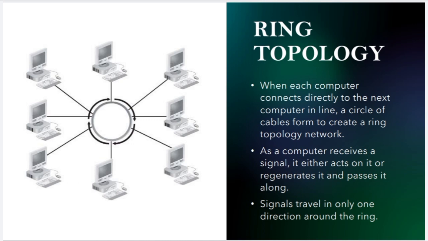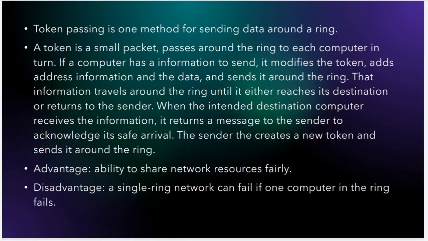Ring topology. When each computer connects directly to the next computer in line, a circle of cables forms to create a ring topology network. As a computer receives a signal, it either acts on it or regenerates it and passes it along. Signals travel in only one direction around the ring. Token passing is one method for sending data around a ring.